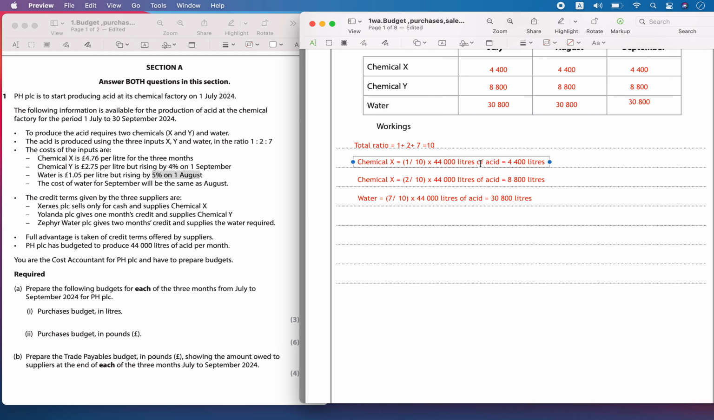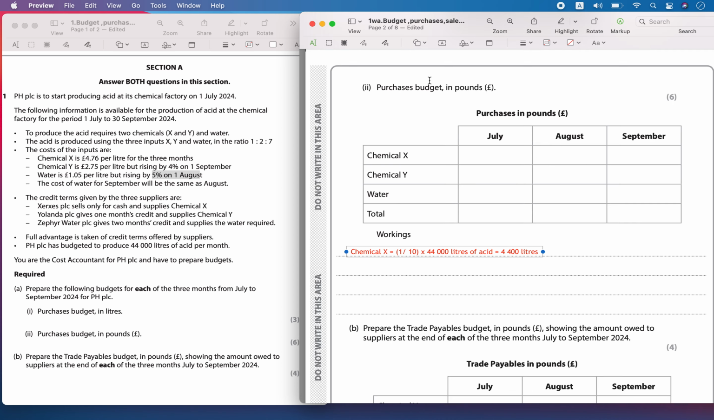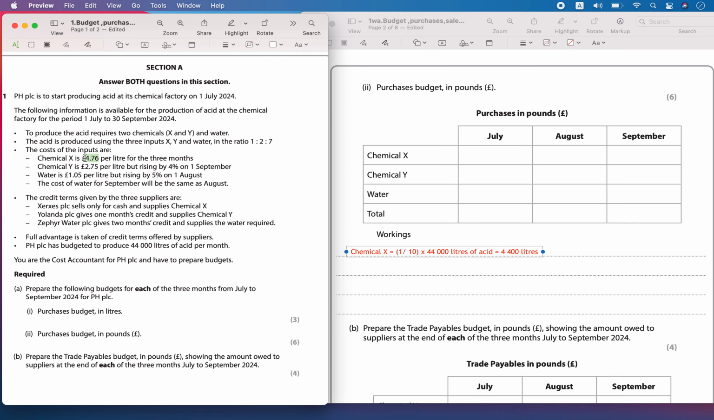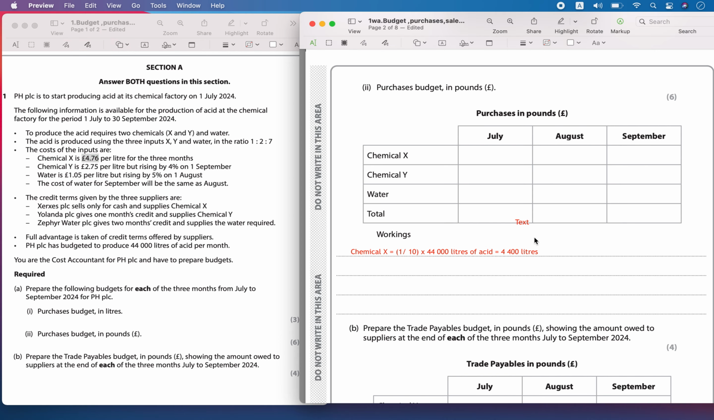So we know the total amounts. Okay, this chemical X I need to purchase, and what is the cost? The cost is this much. Okay, the rate is equal to this much.